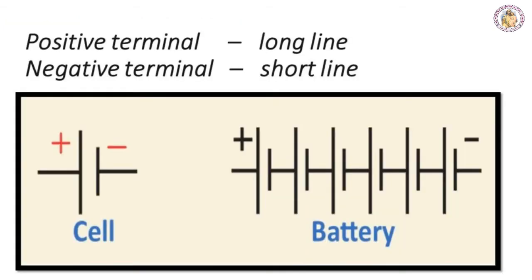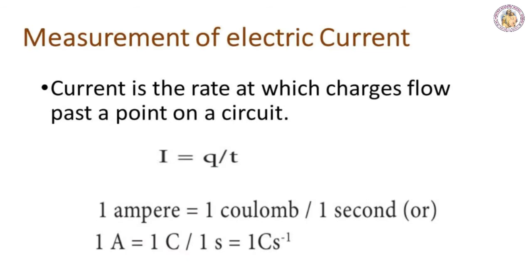In electrical circuits, the positive terminal is represented by a long line and the negative terminal by a short line. A battery is the combination of more than one cell. Measurement of electric current. We can measure the value of current and express it numerically. Current is the rate at which charges flow past a point on a circuit.